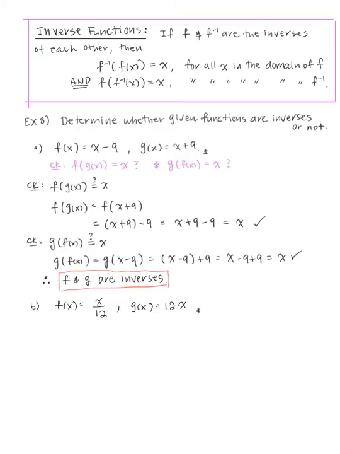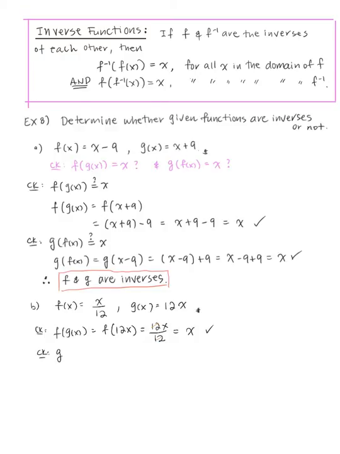Next one, let's go with f of x equals x over 12 and g of x equals 12x. So what we need to check first is f of g of x. So let's go. f of 12x is going to give us 12x over 12. Kill the 12s. So what we have left is just x. Looking good. All right, now the other way.